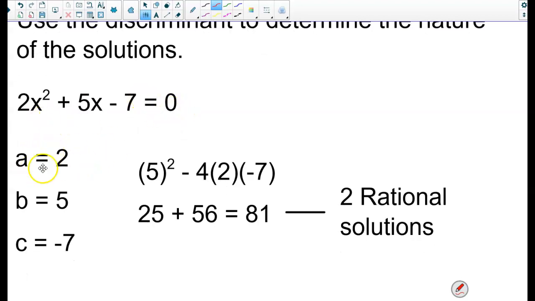Okay. So in this case, we use the A, B, and C. We have to be equal to 0 first. And when B is 5, 4 times 2 times negative 7. So when I do that, 25 plus 56 is 81. If I get a perfect square, we get two rational solutions.